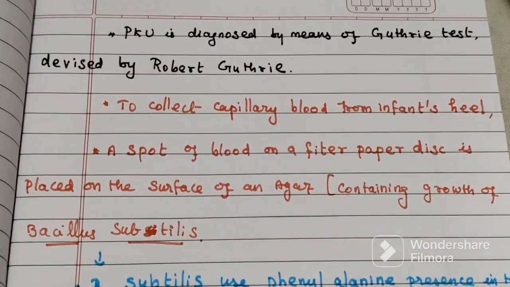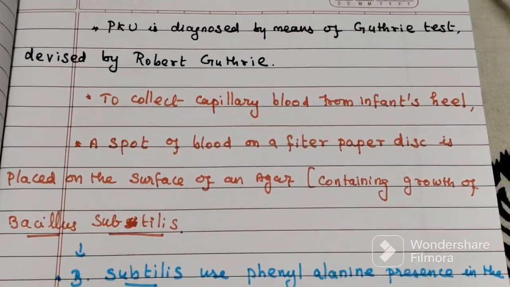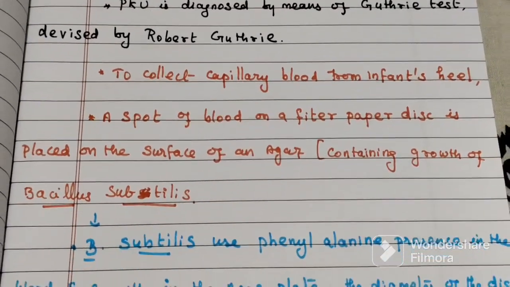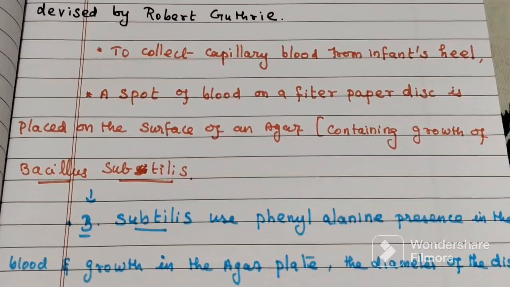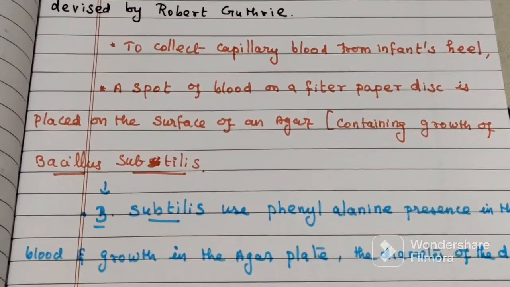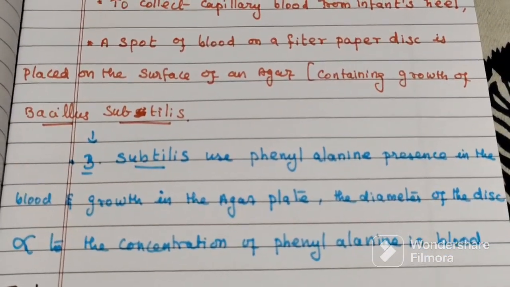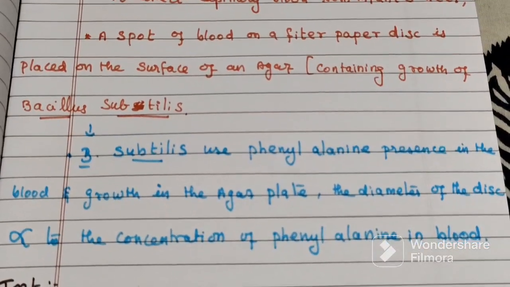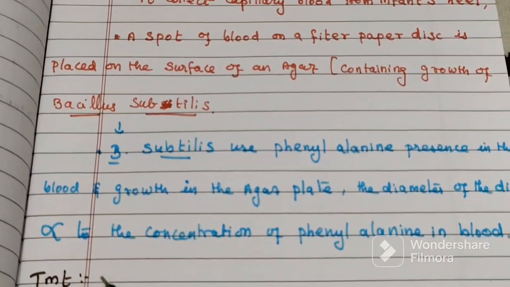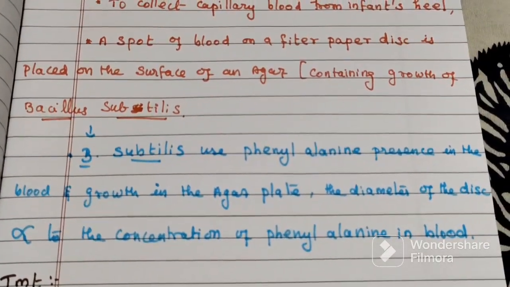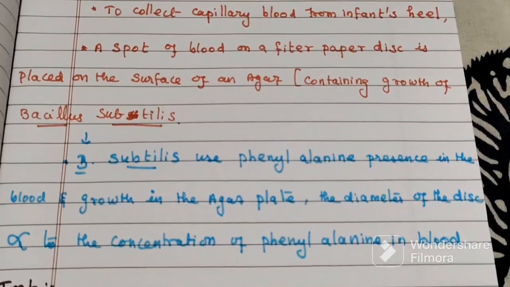This filter paper is put on an agar plate containing growth of Bacillus subtilis. This Bacillus subtilis will use the phenylalanine present in the blood to grow on the agar plate, and the diameter of the growth around the disc is directly proportional to the concentration of phenylalanine in the blood. This is the screening test for phenylketonuria.